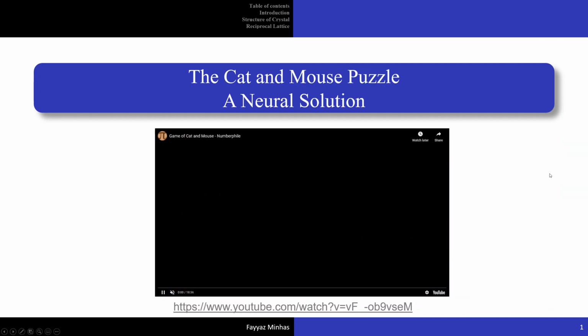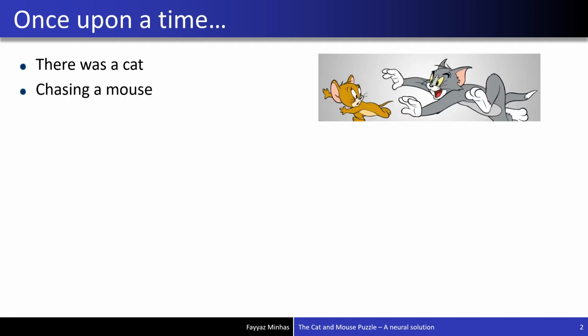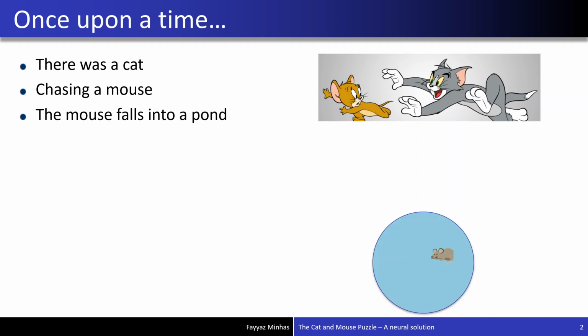Before moving on to the neural solution, of course, I need to give you a brief overview of what the puzzle is all about. Imagine once upon a time there was a cat and it was chasing a mouse. Okay, childhood memories. Since the mouse isn't looking where it's going while being chased by the cat, the mouse falls into a pond. So that's the mousey in the pond.